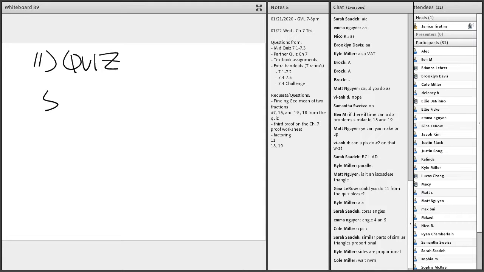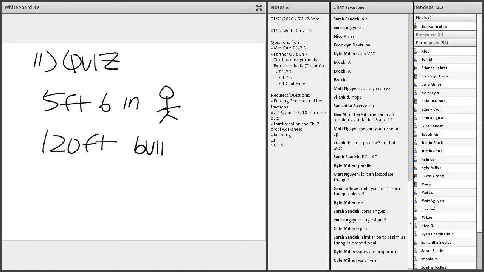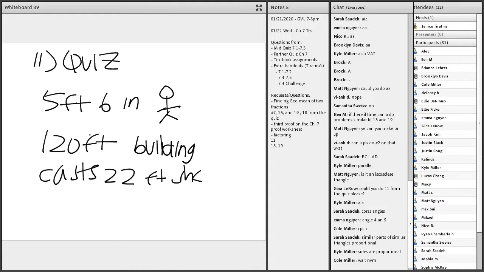So 11, it said there's a 5'6" person, and then standing near a 120-foot building, and casts a 22-foot shadow. So the question is for the person, how many feet, or how long is the building's shadow? So what's the building's shadow?